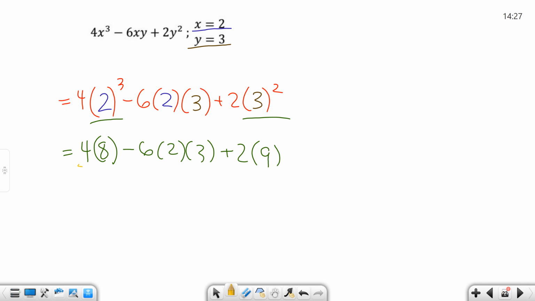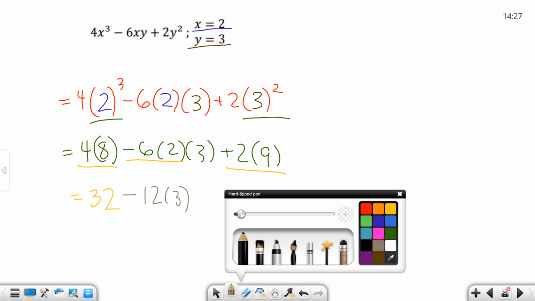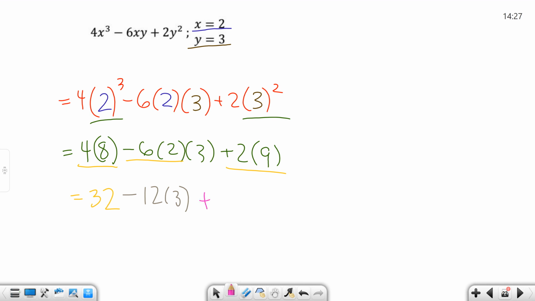So then I'm going to start doing this. This is going to be multiply. I keep going, I get another multiply. I got another one, but it's involving something else, so I'm going to leave it alone right now. Another multiply. So we have 32. Then we have minus 12, 6 times 2, so it's 12 times 3. And then plus 2 times 9 is 18. Right? So that's this one, that's this one, that's this one.